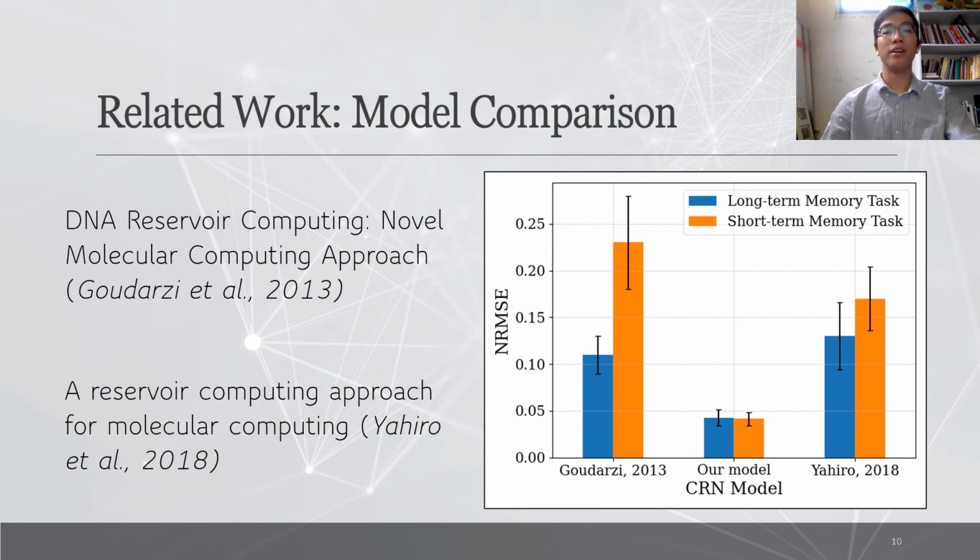In previous work on DNA reservoir computing, Goudarzi and Yahiro have successfully used deoxyribozyme oscillators to solve the two time series problems that I presented before. These models are considered to be the state of the art. Here, we compare the best performance between our model and these two oscillator models. Our model achieved 82% and 61% better performance than Goudarzi's model, and 76% and 67% better than the Yahiro model, as shown on the plot here.